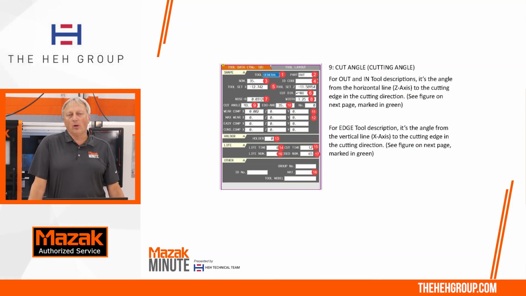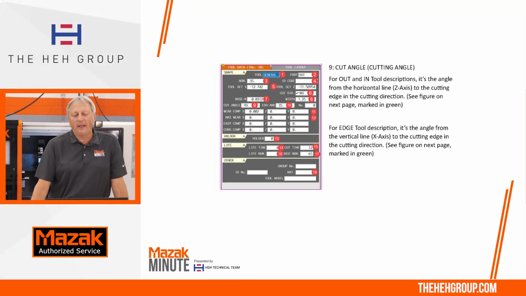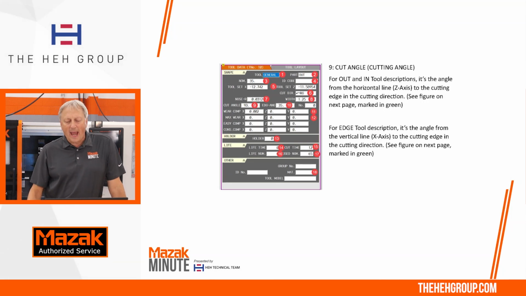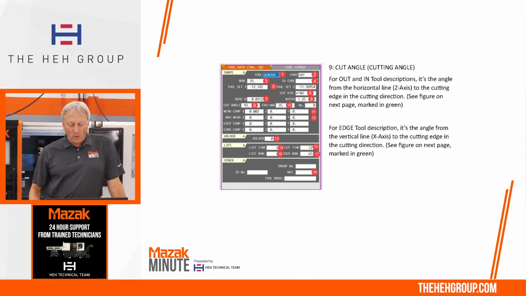The cut angle. This is going to be based on, for outside and inside tool descriptions, it's the angle from the horizontal line, the Z-axis, to the cutting edge in the cutting direction. For edge tools, it's going to be the angle from the vertical line to the cut edge in the cutting direction.